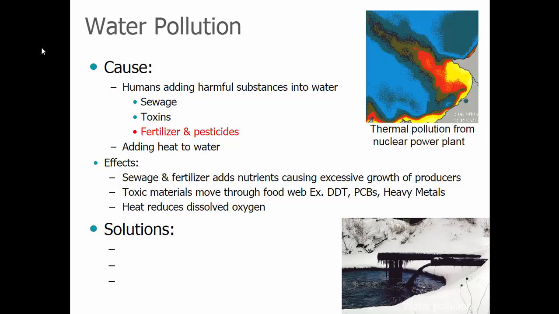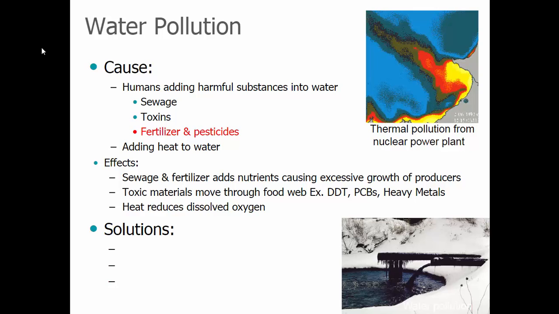Even heat can be a type of pollution. For example, this image shows a nuclear power plant that's built here on this dot. These nuclear power plants need a great deal of cooling in order to run efficiently. So what they do is they take in water from the lake, it goes through the power plant, it's used to cool down the equipment and then discharged back into the lake.